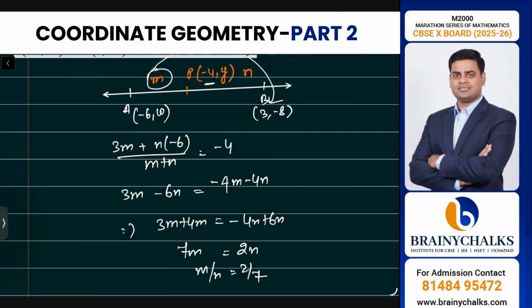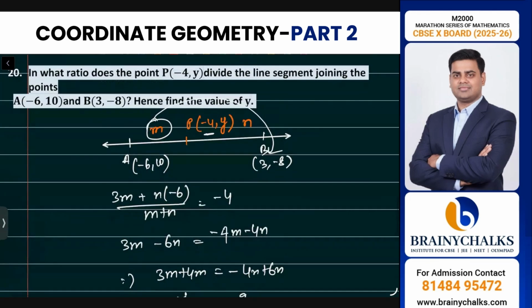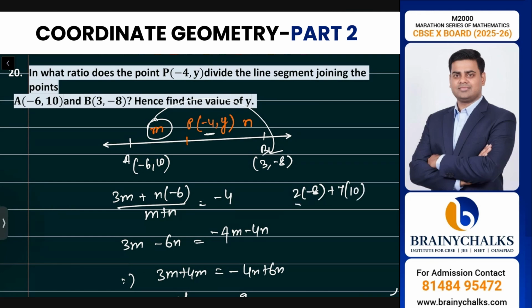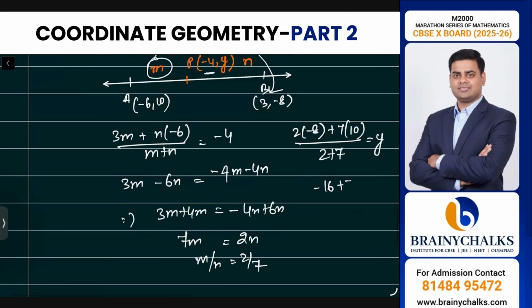Fine. They have asked for the y coordinate. So same, m into, that is 2 into minus 8 plus 7 into 10 by 2 plus 7 equal to y. I have applied the section formula. Minus 16 plus 70 by 9 equal to y. So y equal to 54 by 9, that is 6. So the value of y is 6. Understood?